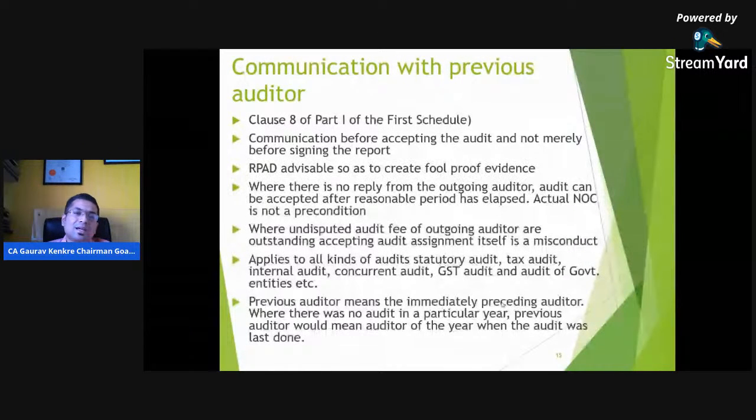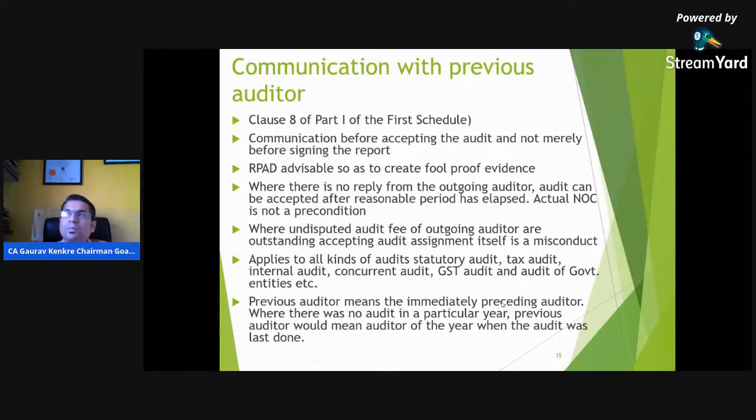So it is advised that you should go for registered post AD, that is where you get acknowledgement of delivery, so that you create a foolproof evidence that yes, I tried to communicate with this person, but if he has not responded, it is not my lookout. If there is no reply from the auditor, audit can be accepted after a reasonable period. So you need to give enough reasonable time for an outgoing auditor to reply.